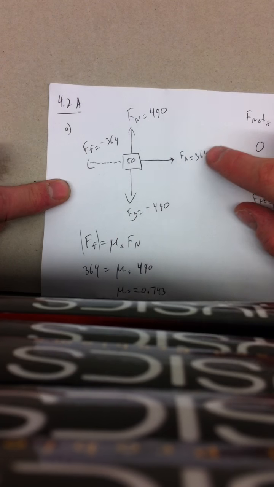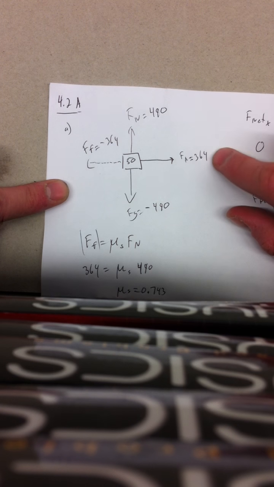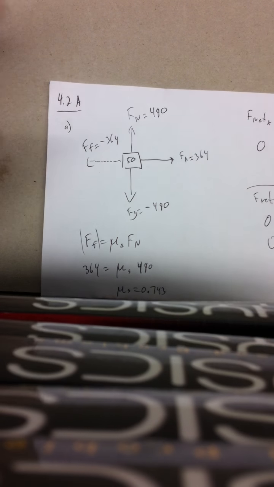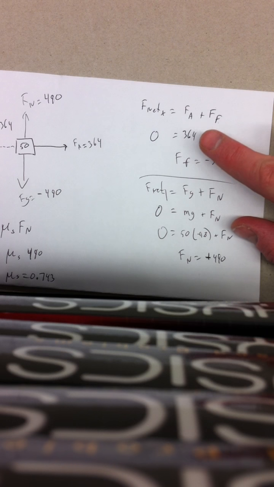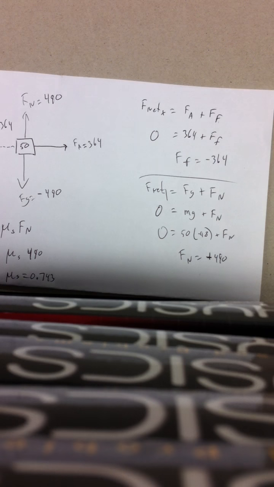Now 4.2b part B and 4.2c are exactly like 4.2a part B, so it's the same exact video required. So for this one, the only thing that's going to be different is the kinetic friction. If we go back to this original drawing, instead of this being 364, this is going to be 328, and this will be negative 328. The force of friction is the same, so there's no need to do it again.